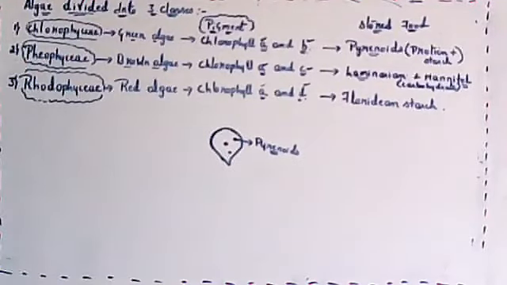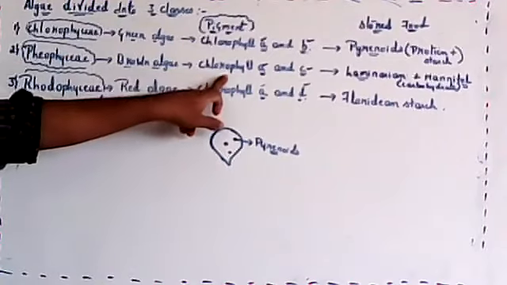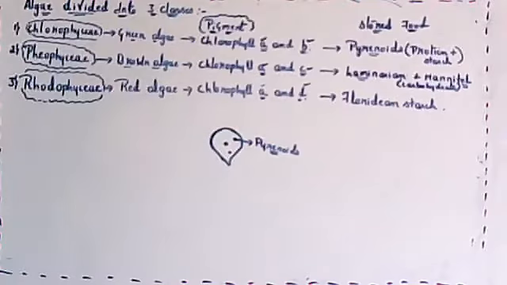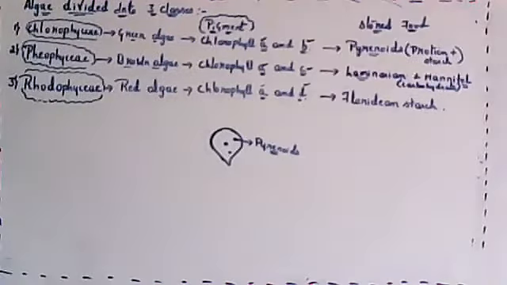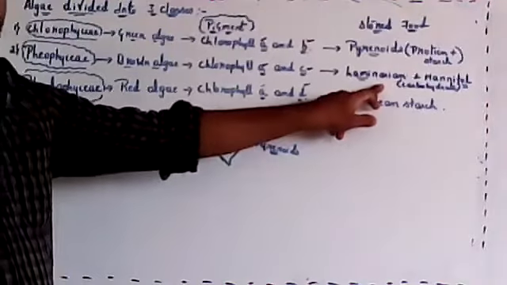Pheophyceae. Second one, Pheophyceae, is known as brown algae. In these, chlorophyll A and C is present, and food is stored in the form of laminarian and mannitol. For 1 mark they will ask, what is the food stored in brown algae?